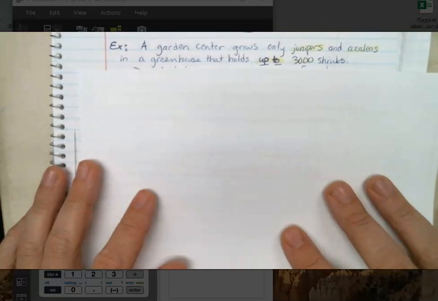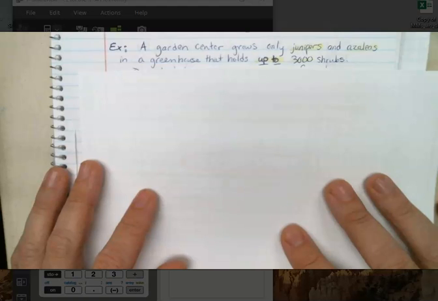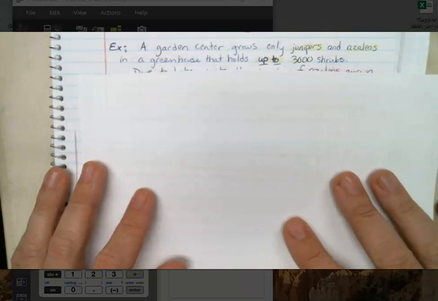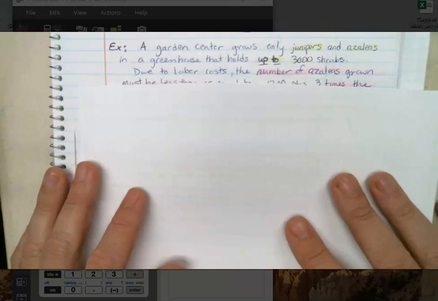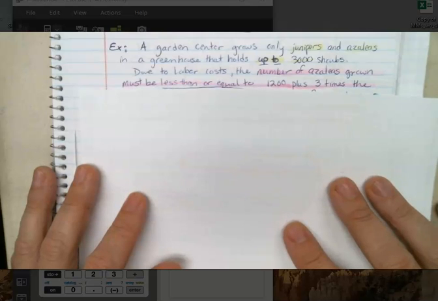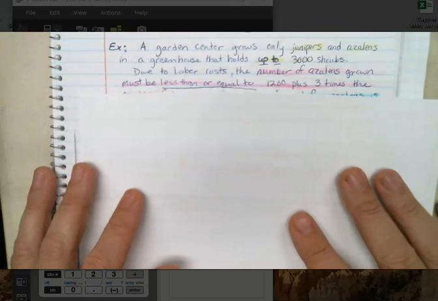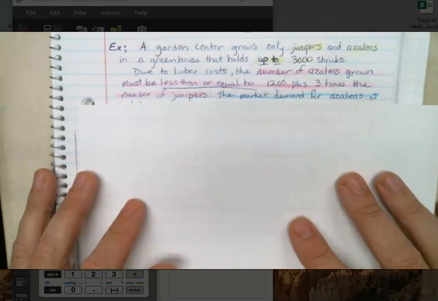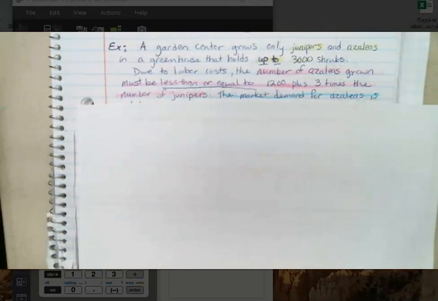We've also got this thing about holding up to 3,000 shrubs, so that's a less than or equal to type of situation. You can see in your notes I've already turned that into an inequality: x plus y is less than or equal to 3,000. That's where I get that information, from words like up to. And then it says due to labor costs, so here's another constraint. The number of azaleas grown must be less than or equal to 1,200 plus 3 times the number of junipers. So there's another thing that I'm going to have to turn into an equation in order to get a line, and then I have to know whether it wants to shade above or below that line.